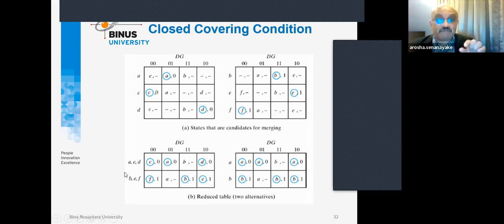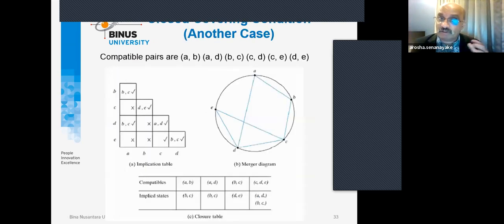And in the case of BF, you can see that BF are compatible states. So we can replace all E and F by B. That is how we get the final reduced table. In that manner you will be able to do it. Hopefully you understood, it is very, very important.